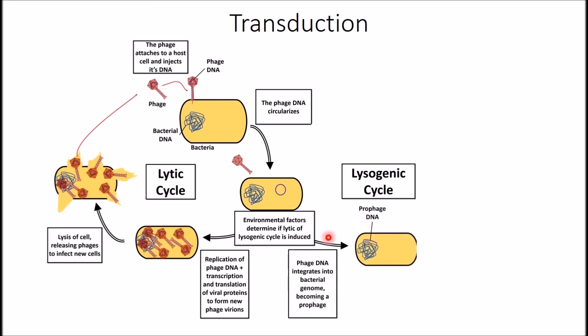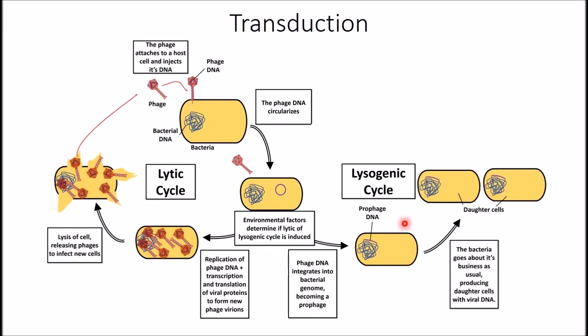In the lysogenic cycle, the phage DNA will actually integrate itself into the bacterial genome, becoming a prophage. Again, if the phage DNA that was injected into the cell contained genomic DNA from an old bacterium, then guess what? You just incorporated genomic DNA into the new bacterium. And anyway, in this prophage phase, the virus is actually dormant. So the cell will go about its usual business, producing daughter cells with viral DNA.